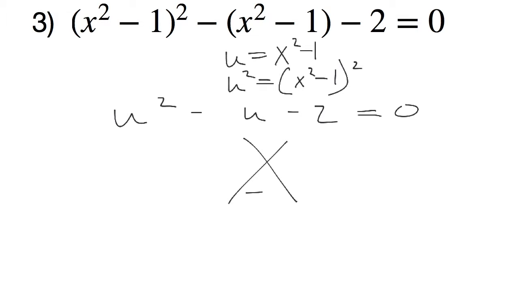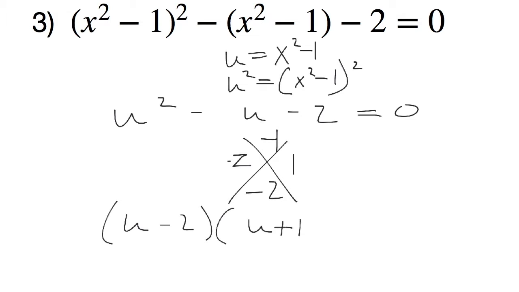This is something we can factor. What 2 numbers multiply up to negative 2 and add up to negative 1? That would be negative 2 and positive 1. So we rewrite it as u minus 2 times u plus 1 is equal to 0.